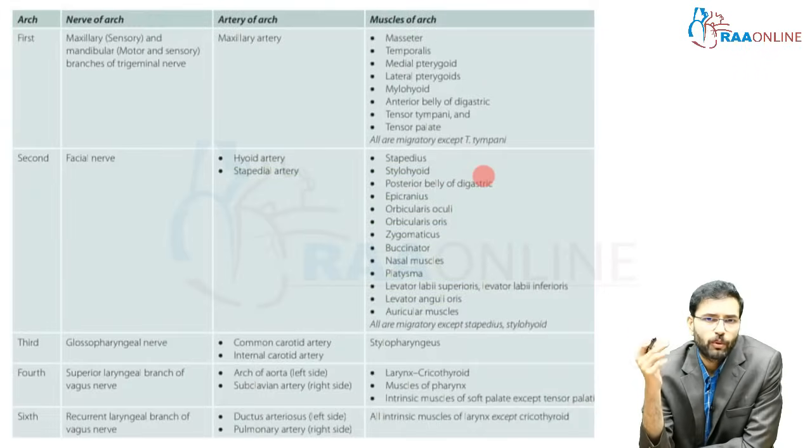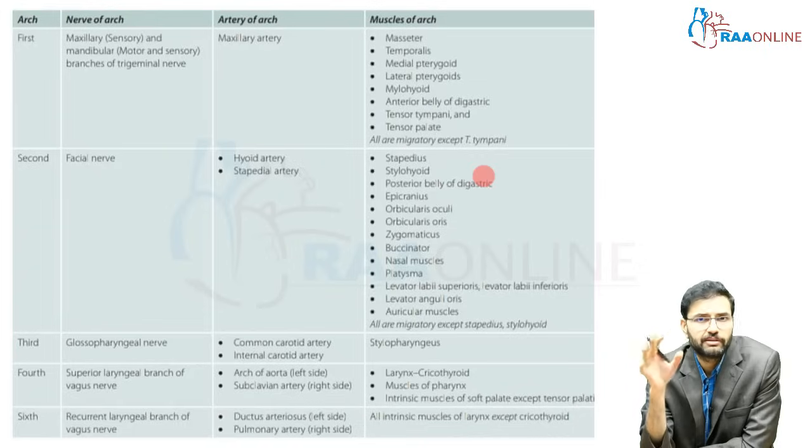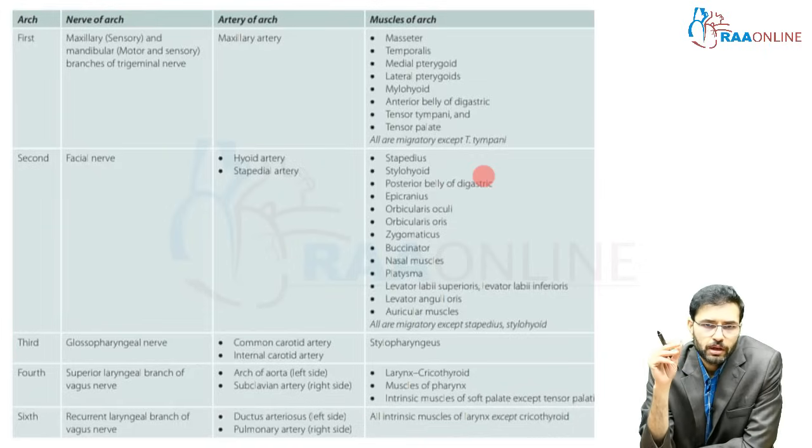Let us discuss the individual nerves of each arch, the artery of each arch, and the muscles of each arch. Now, like I said earlier, the nerve of the first arch is the mandibular branch of the trigeminal nerve, which is both motor and sensory. It also receives a pre-trematic branch, like I said earlier, from the facial nerve, which is the chorda tympani, and this chorda tympani is responsible for taste sensation involving the anterior two-thirds of the tongue.